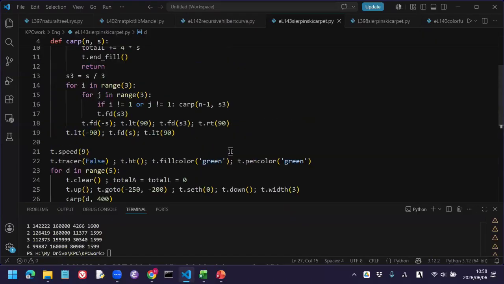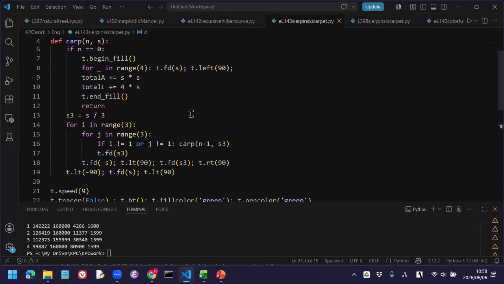Anyway, the thing is, we can easily draw Sierpiński carpet.